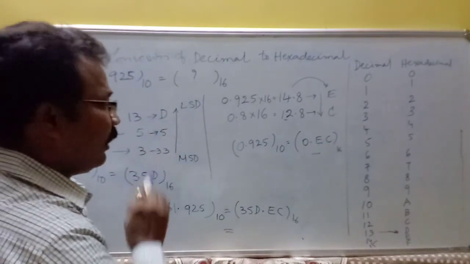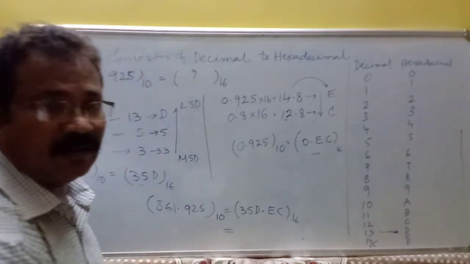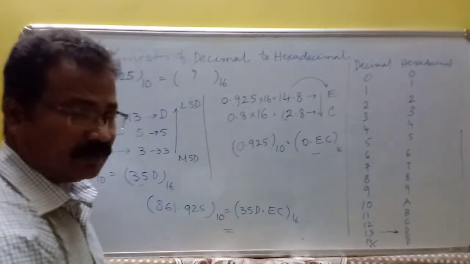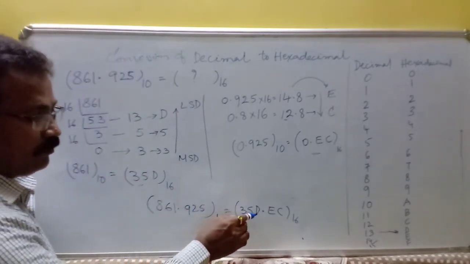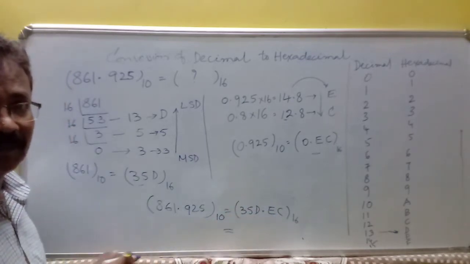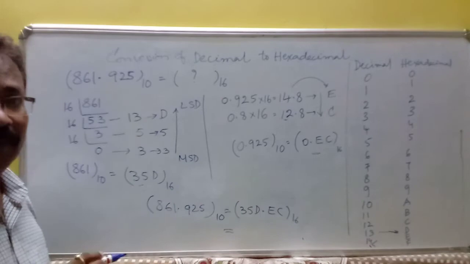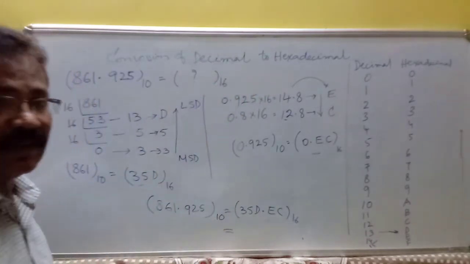Now we have to combine the answers of the integer part and the fractional part. So that is 861.925 base 10 is equal to 35D.EC of hexadecimal number. That is the process of converting the decimal number into hexadecimal number.